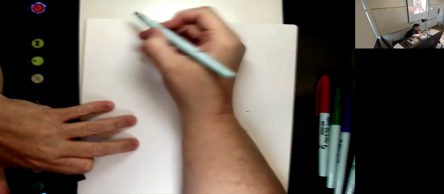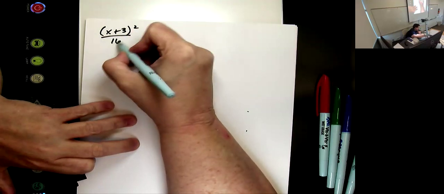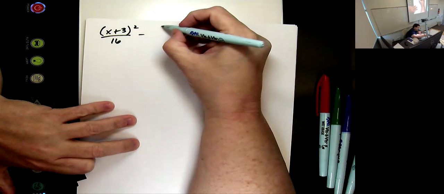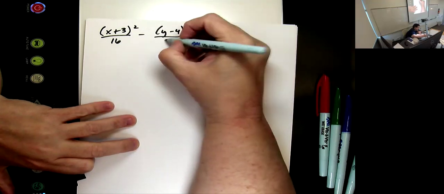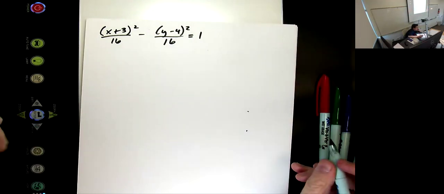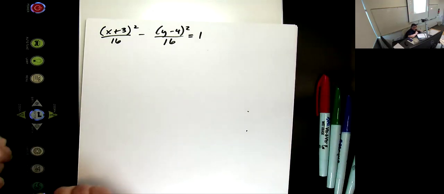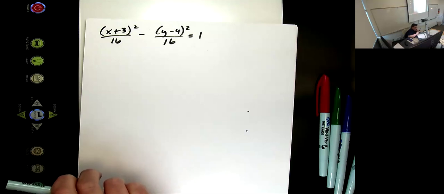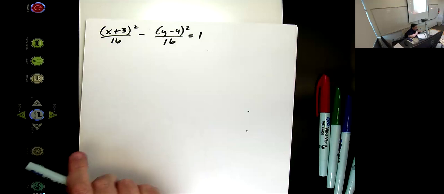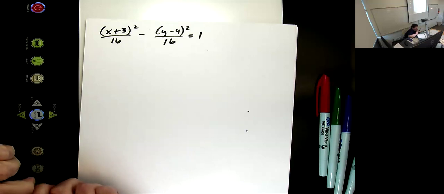Let's take a look at the hyperbolas. So let's go with x plus 3 squared over 16 minus y minus 4 squared over 16 again. I like that. That looks like some fun. This would be a circle, right? This would technically be a circle. Nope. Why not? Because of the minus.